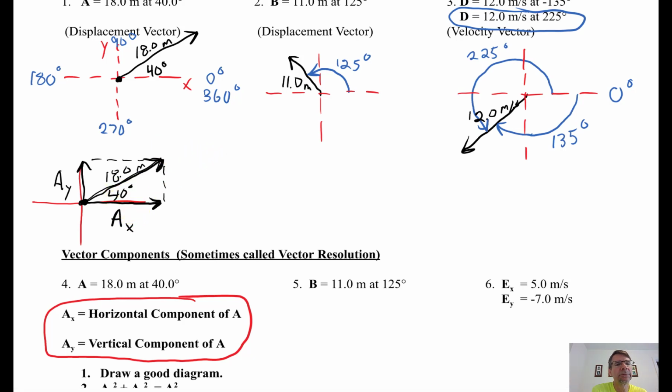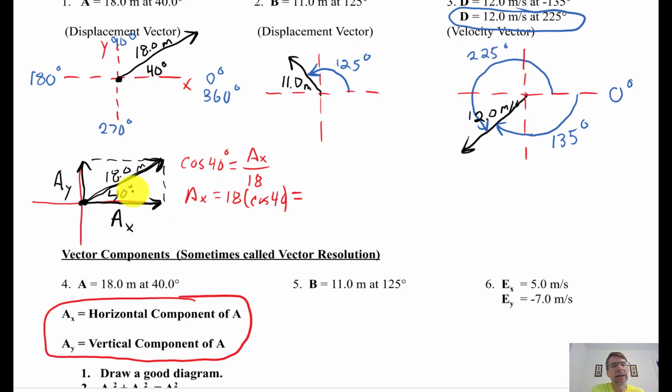Go back to red. Cosine of 40 degrees is A sub x over 18, the hypotenuse. So if you do the math there, A sub x is going to be 18 times the cosine of 40 degrees. You plug that in your calculator, and hopefully I did this right. 13.8. That was 18.0 and 40.0.